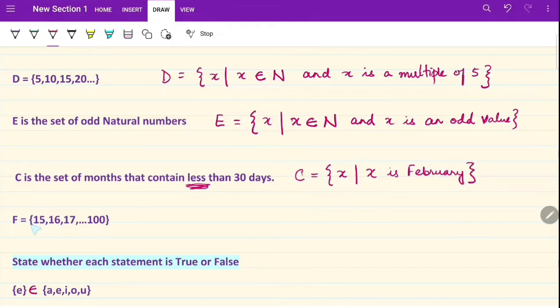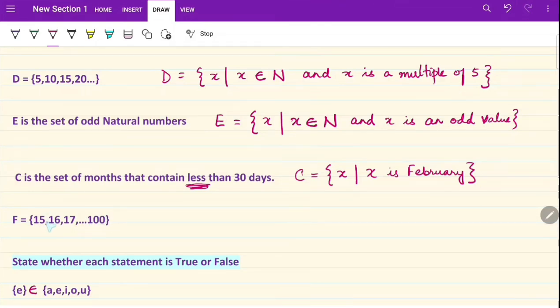Let's go on to the next one. It says F equals, and then within brackets we have numbers starting from 15 and then going all the way to 100. Because there are a lot of elements in this, instead of writing all the numbers, we put an ellipsis and then write the terminal number, the last number, at the end. If we do not have the last number at the end, then that means it's an infinite set.